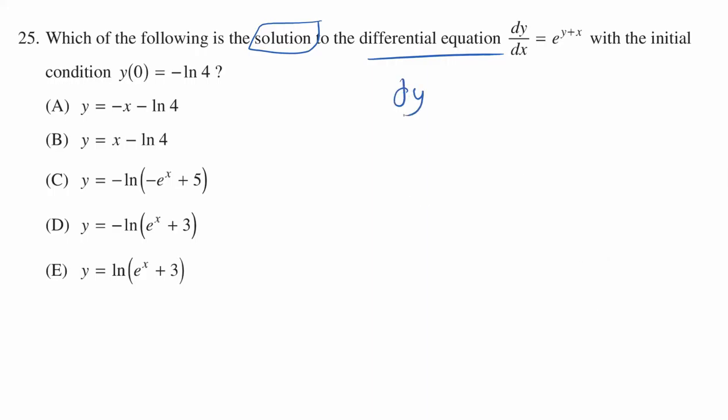Oh, good little Algebra 2 review topic. e to the y times e to the x is e to the y plus x. Now we can separate them. So if I divide the e to the y over, I'm going to write that as e to the -y dy equals e to the x dx.